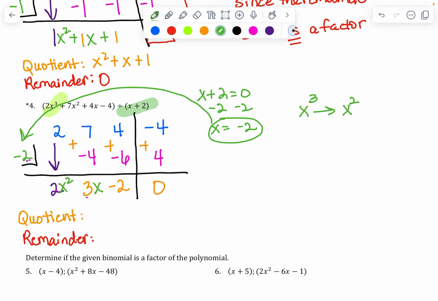Make sure there's signs in between them. That -2 has a sign. This needs a sign. So my quotient is 2x squared plus 3x minus 2. My remainder is a 0. Because my remainder is a 0, this tells me that x plus 2 is a factor.